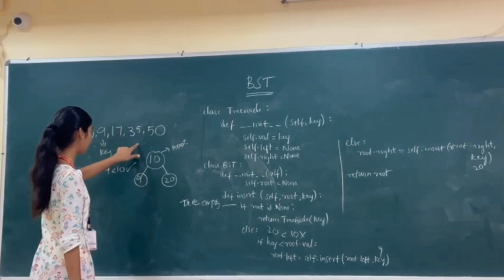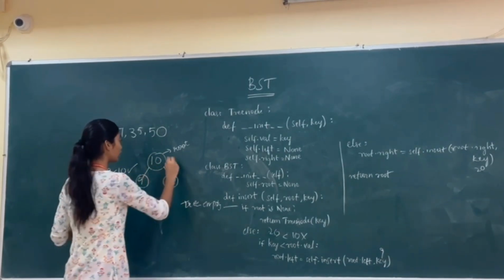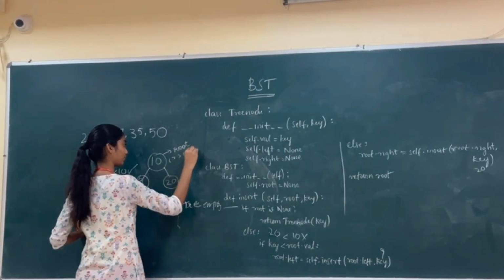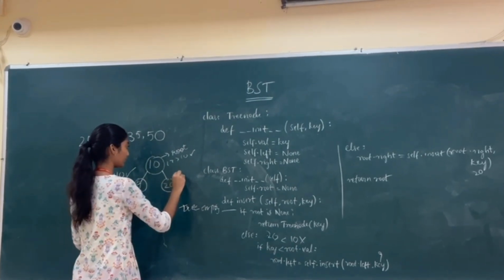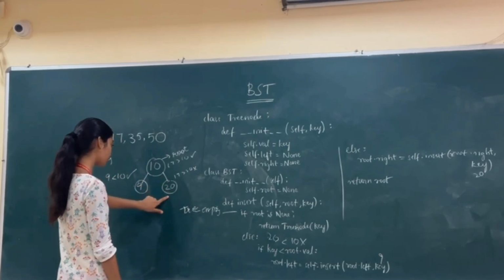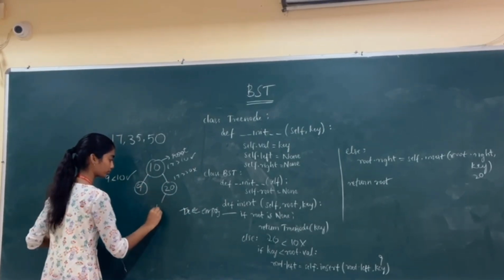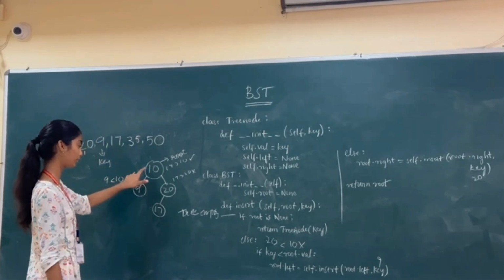And in the same way we insert 17, 35, 50. 17 is greater than the root. So 17 is greater than 10, so we go to the right subtree, and again here we check whether 17 is greater than 20. No. So we insert it to the left of this node. Here we insert 17 on the left. See, it obeys the property of BST.